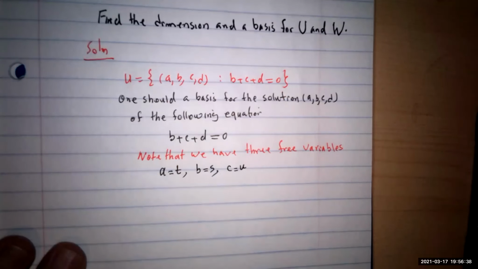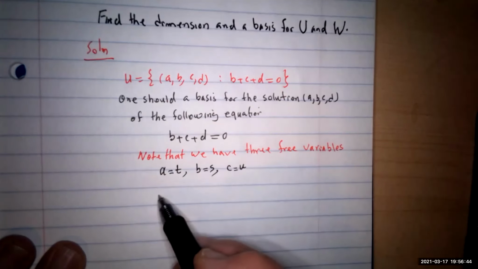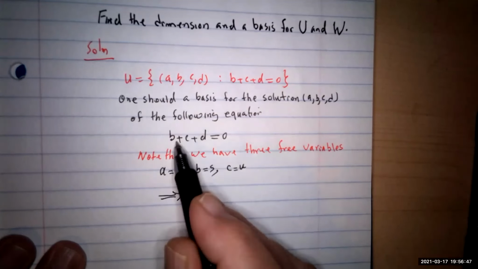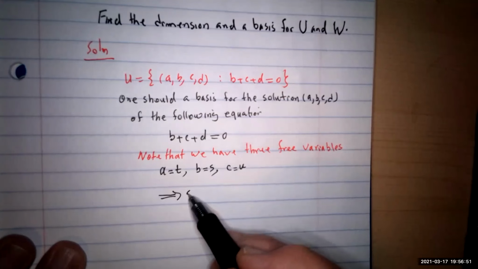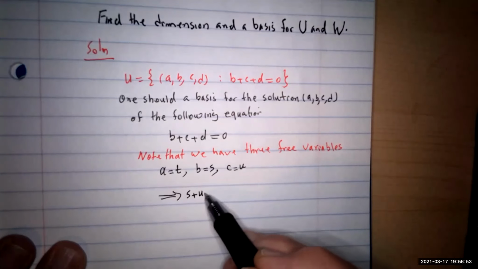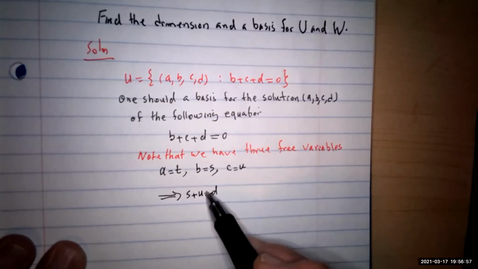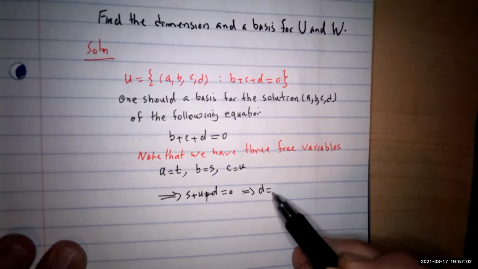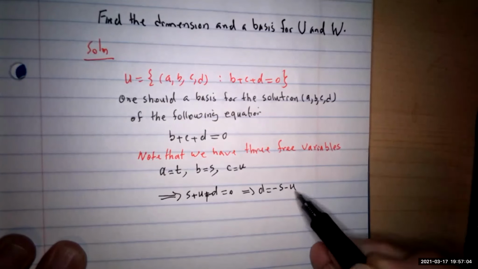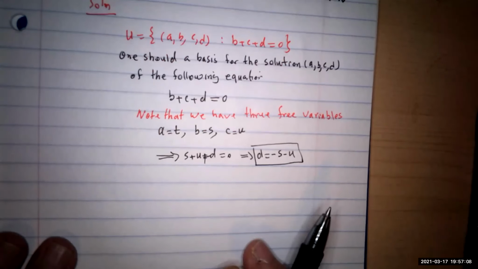Now go and find the fourth one. If you pick these, what you need is D. So go to this equation and substitute. That gives you T plus S plus U plus D equal to 0. So your D would be negative T minus S minus U. Okay, so you have the solution.